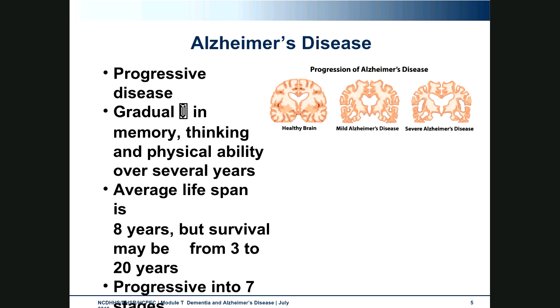It progresses into 7 stages. It used to just be the 3 stages of Alzheimer's. It is now 7. So if you have an older book and it talks about the 3, you need to pay attention to the PowerPoints. So let's talk about the 7 stages of Alzheimer's.